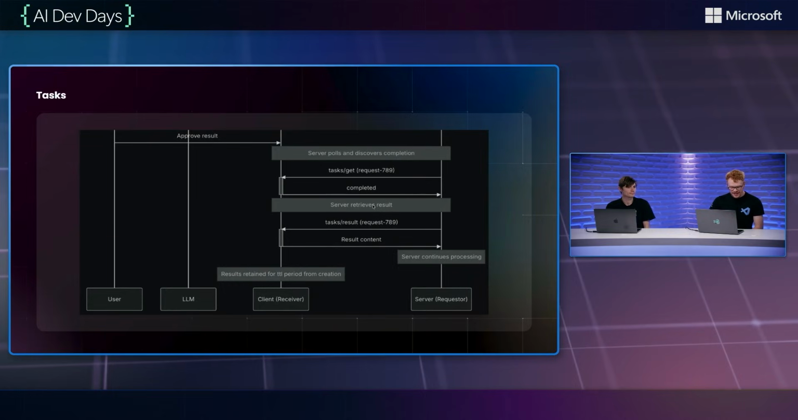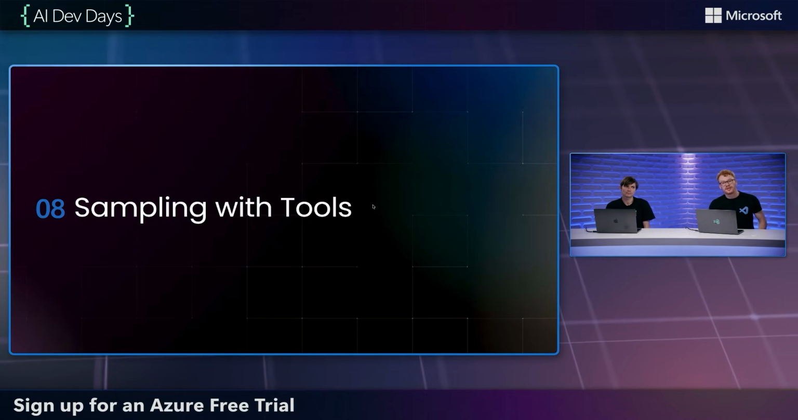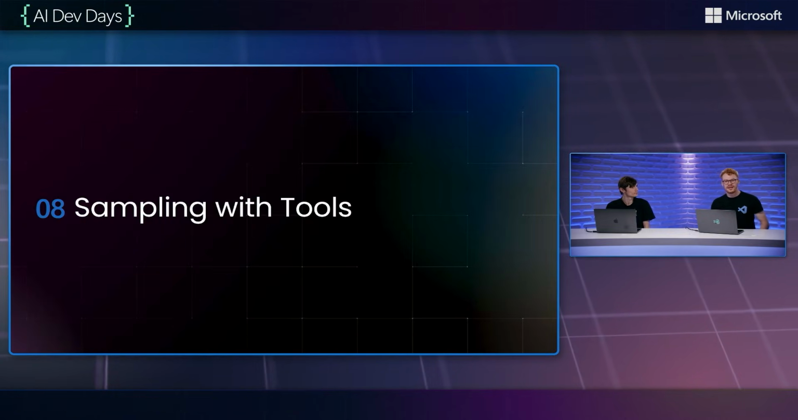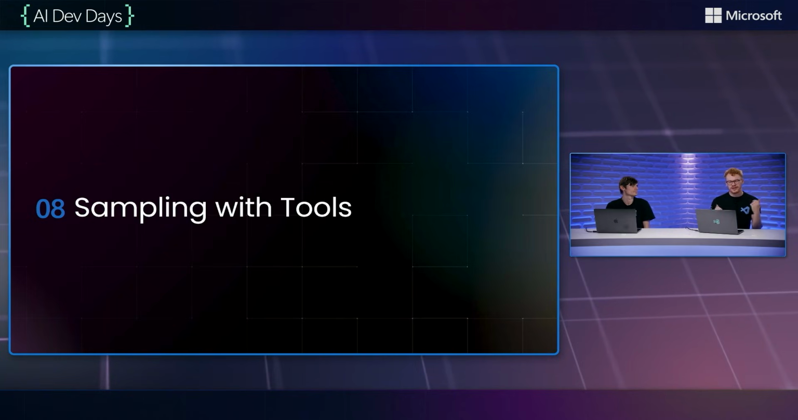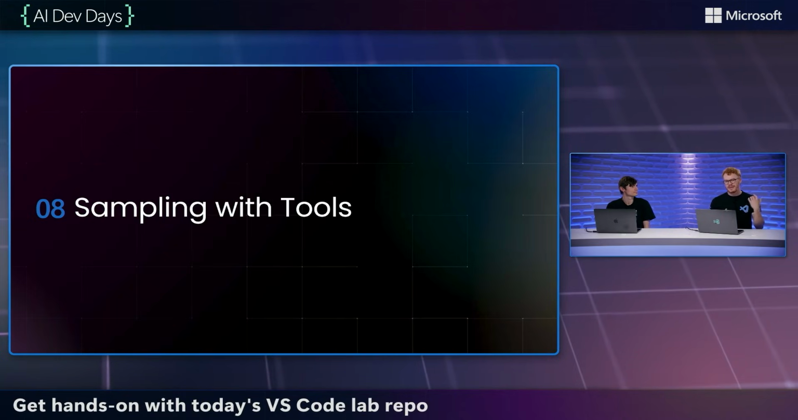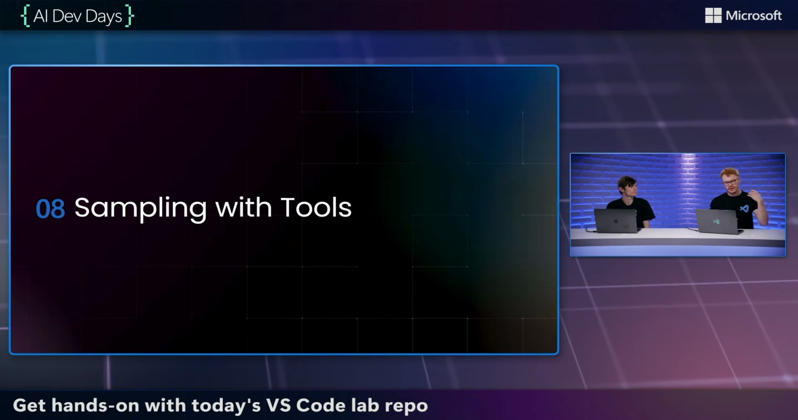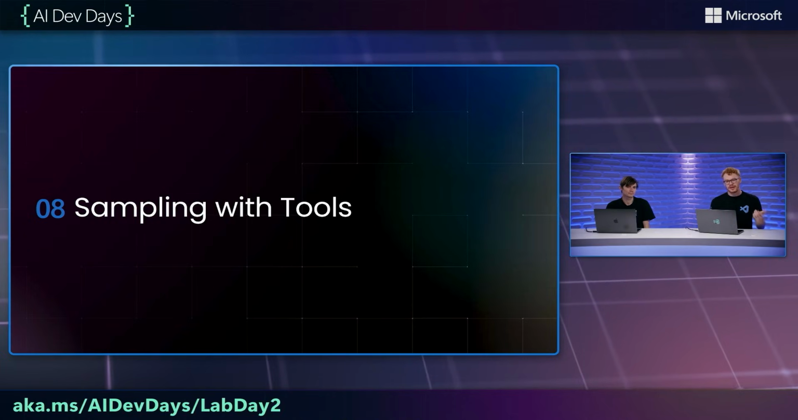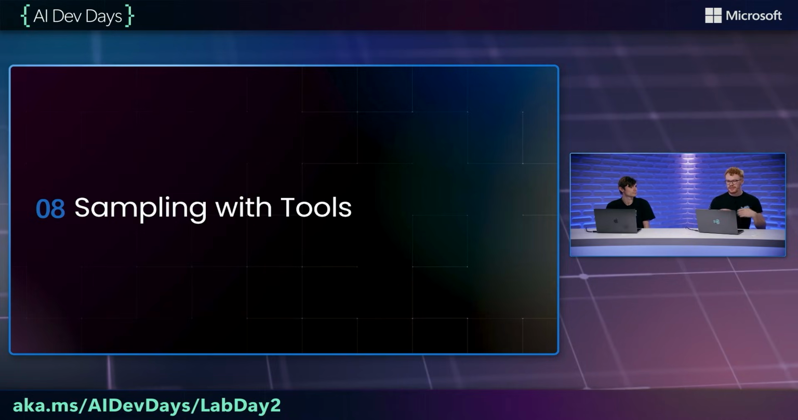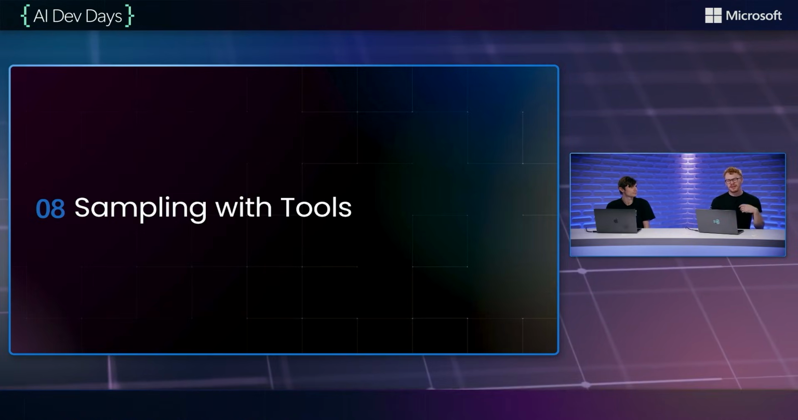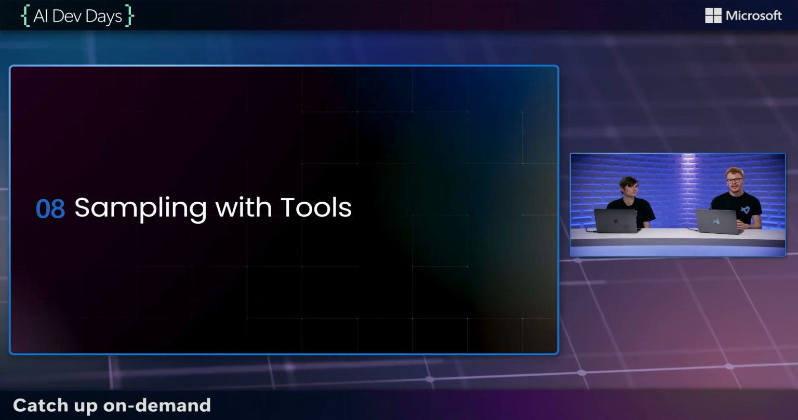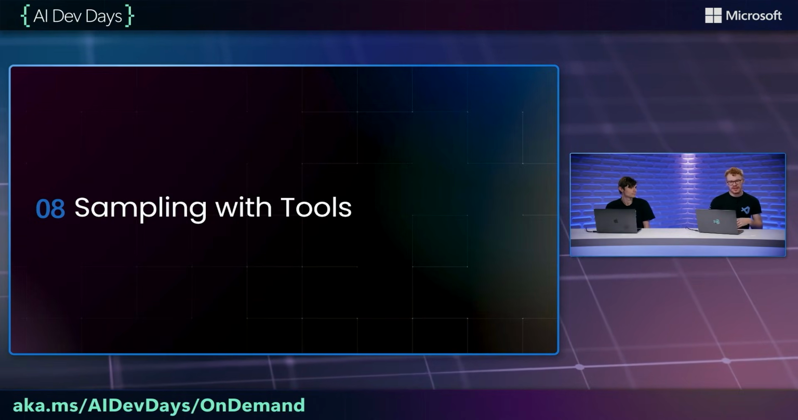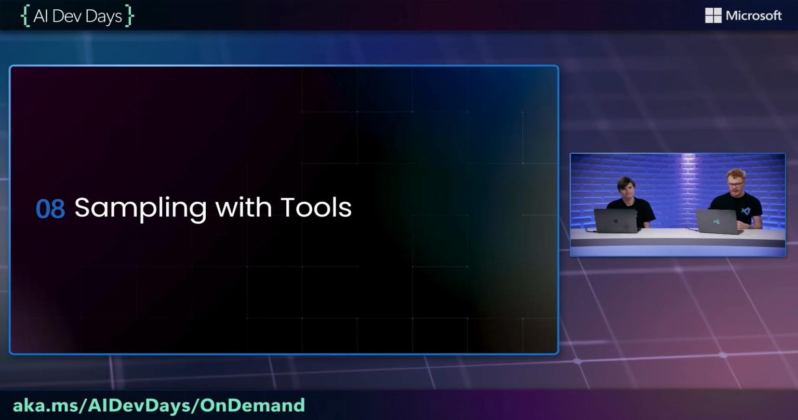So that's tasks. Also, something that came in the latest spec, which we don't yet support, is sampling with tools. We just showed sampling, which is a way to make a sampling request that says here's a prompt, give me back the LLM response. And so sampling with tools basically lets MCP servers build their own agent loops by providing tools that the model can call and that can be sent back to it in follow-up requests.